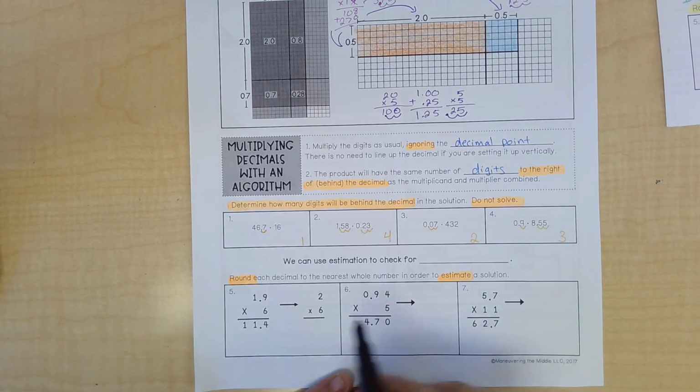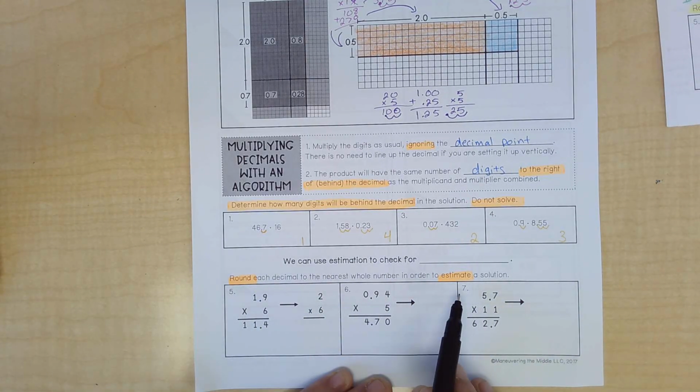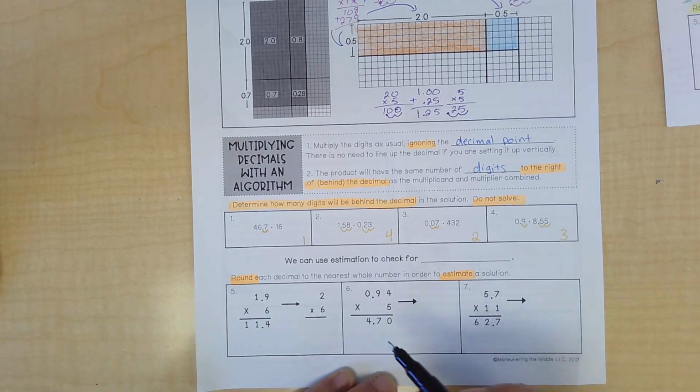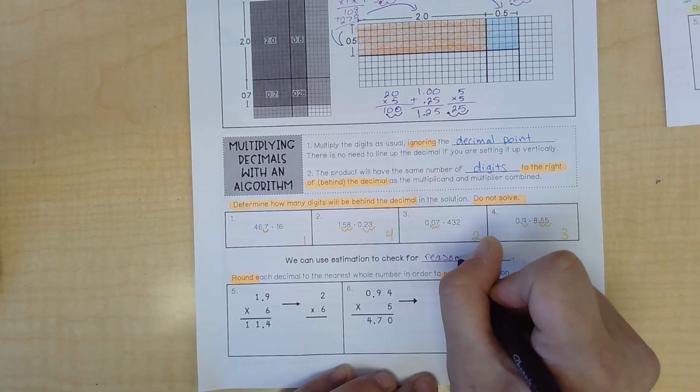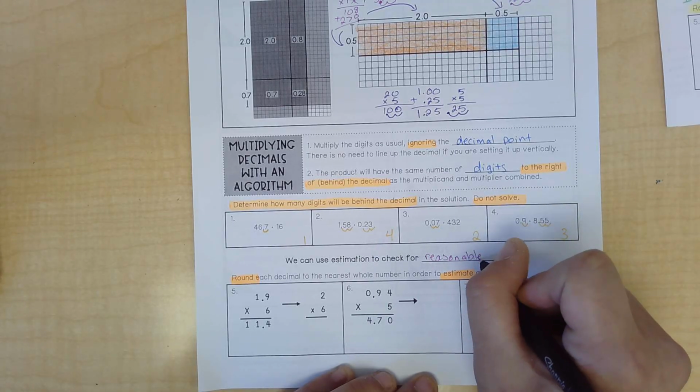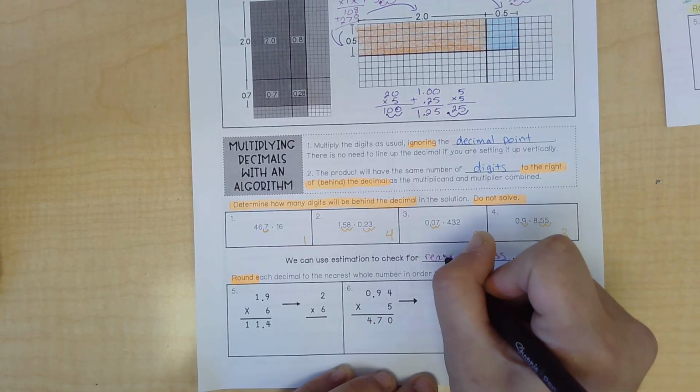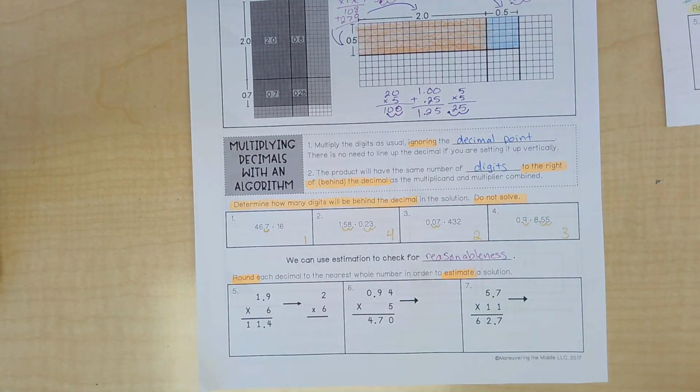Also, you'll see that I highlighted the words round and estimate, right? So we use estimation to check for what's called reasonableness. Okay, we do this all the time. Sometimes if it's like 3:58 in the afternoon, and you ask someone for the time, they might just say 4 o'clock, right? Because we're rounding up and we're being reasonable with how we're rounding.